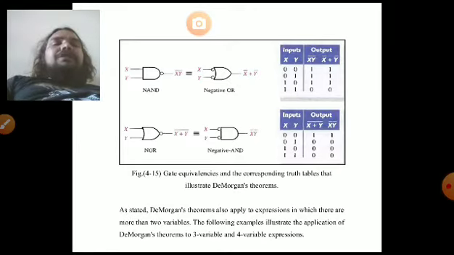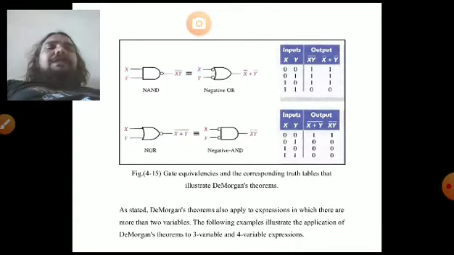Next, the RHS: a negative AND gate where the inputs are x, y variables, and the output is x bar into y bar. Case 1: x is equal to 0, y is equal to 0, negative AND gate output is x bar into y bar, that is equal to 1.